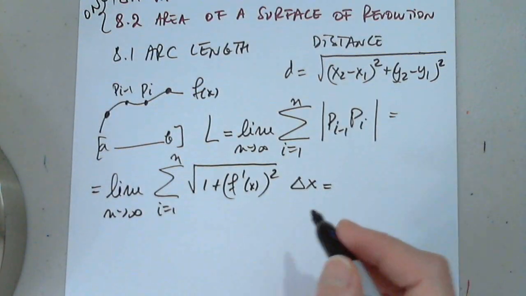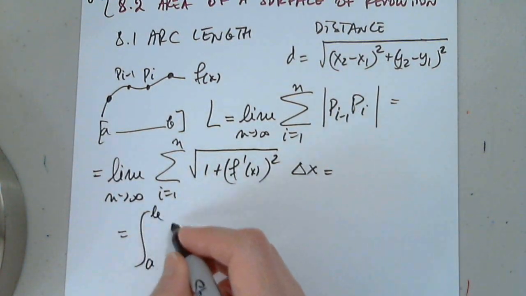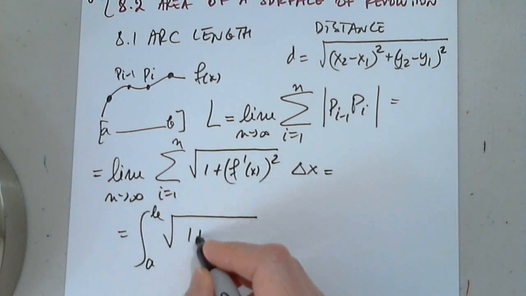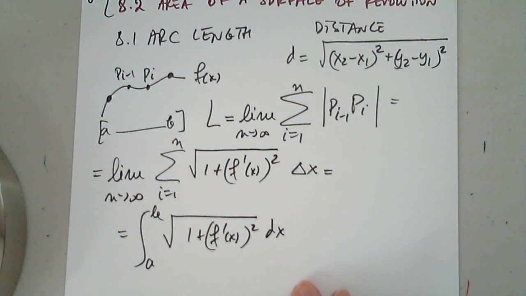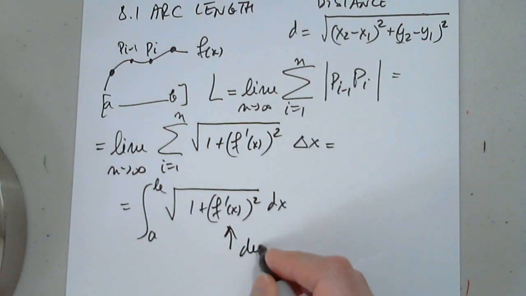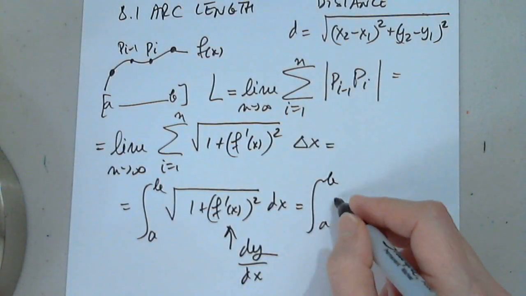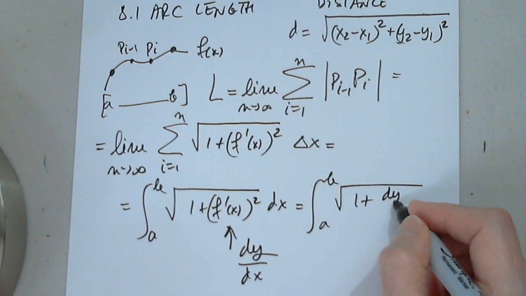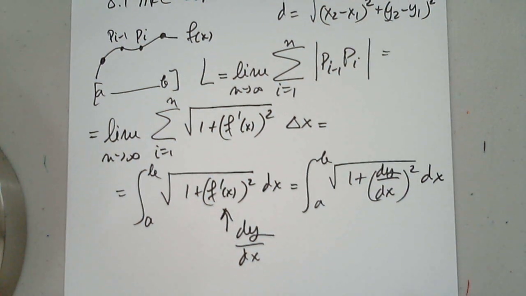Well, we know that this is the same as the definite integral between a and b of the square root of 1 plus f prime of x, of course, squared dx. As we know, f prime of x can be replaced by dy over dx, so we're going to do that just in case we need that form: the square root of 1 plus dy over dx, everything squared, of course, dx.